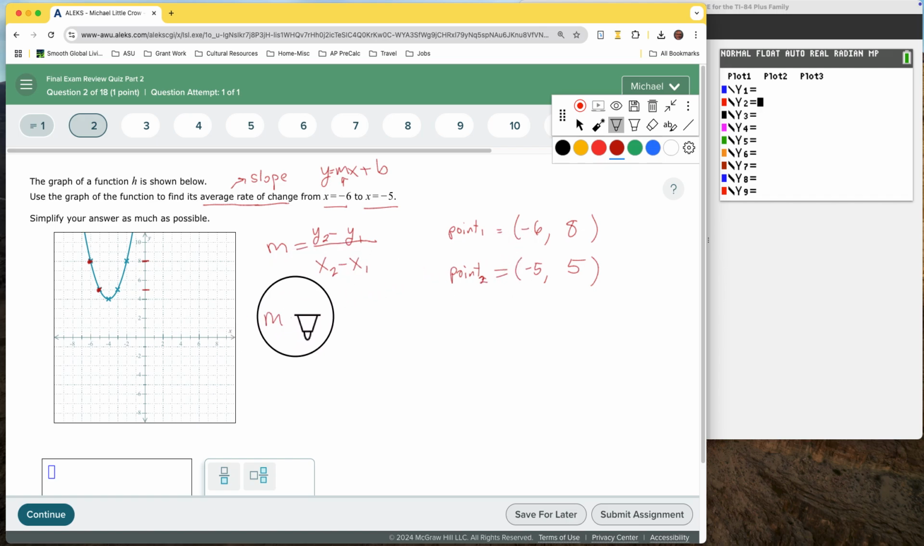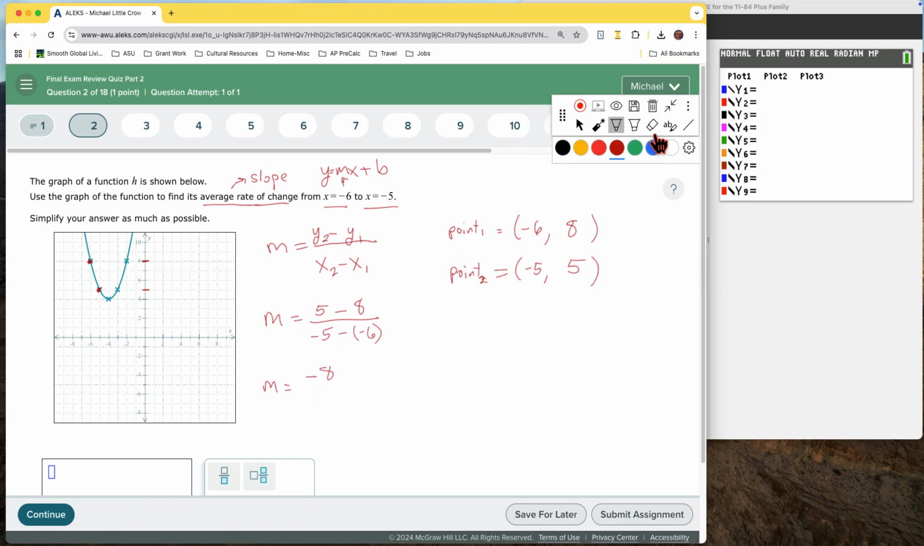So we can do it this way, and I'll show you a quicker way. Point 2's y value is 5, minus the y value of point 1, which is 8. The x value of point 2 is -5. See, a lot of getting this lined up. And then I want x1, the x value of the first point, so we're subtracting -6. So 5 minus 8 gives us -3.